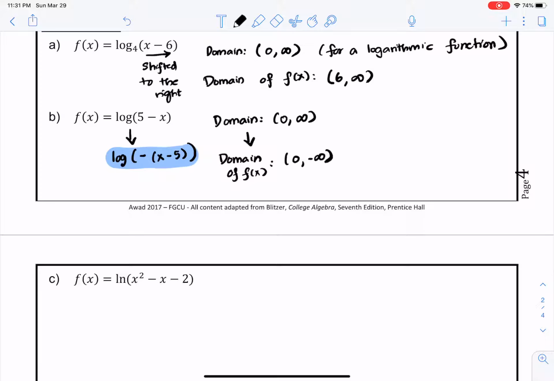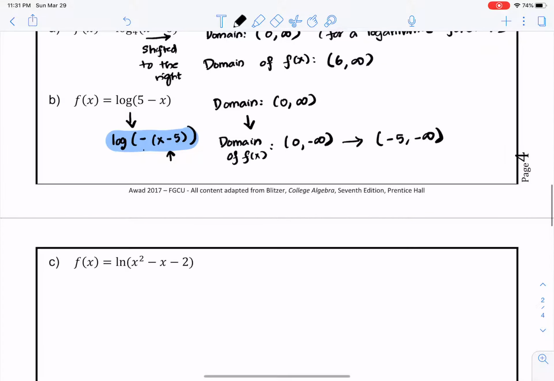Then we have subtracted by 5, which means shifting to the right, but there is a negative in front, so we actually have negative 5, negative infinity. But negative infinity has to be the lower number always, so it becomes negative infinity, negative 5.